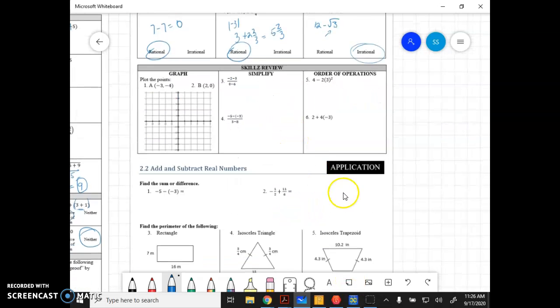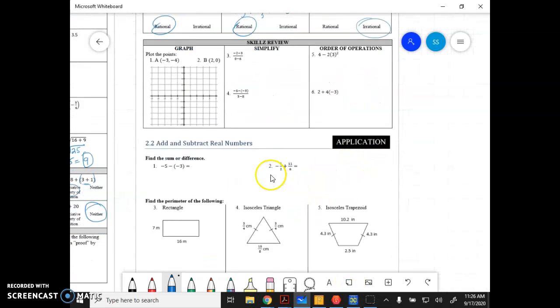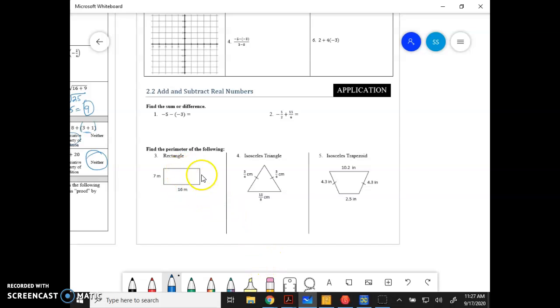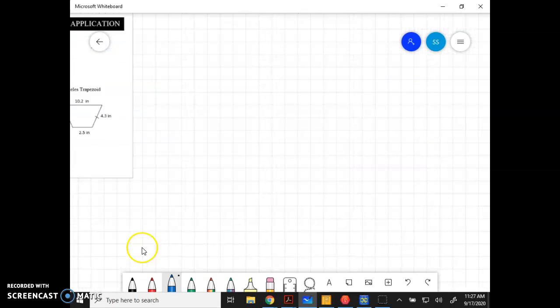Probably gave out more answers than I should have on here. One of you guys give this skills review a shot. And if you're feeling bold, you can try some of these application questions here. These are just perimeter. So it looks like we're just adding up the sides. If this is 7, this is 7, this is 16, what's that got to be? Perimeter again. So you just add up these 3 fractions, add up those 4 decimals. That should be pretty easy. You guys can try that. All right.